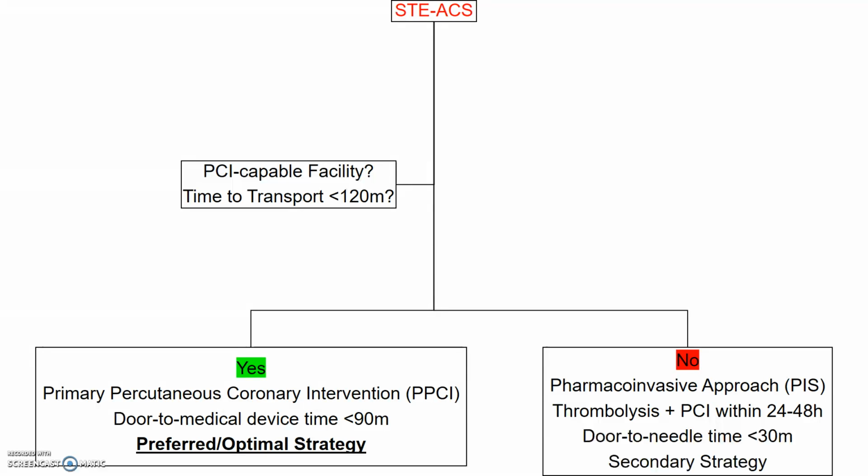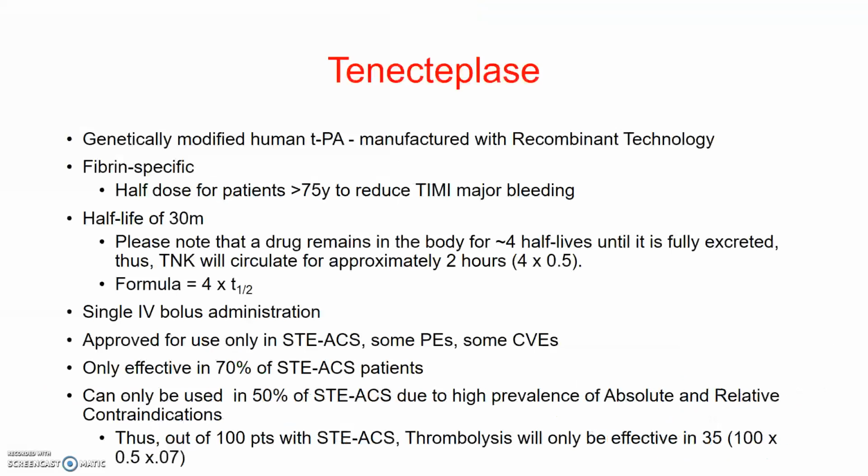If there is no such PCI-capable facility, or indeed there is one, however, the time to transport is greater than 120 minutes, which is commonly what occurs in Trinidad and Tobago, then these patients should receive the pharmacoinvasive approach, which is thrombolysis followed by urgent coronary angiography with PCI within 24 to 48 hours. Please note that the door-to-needle objective time is less than 30 minutes.